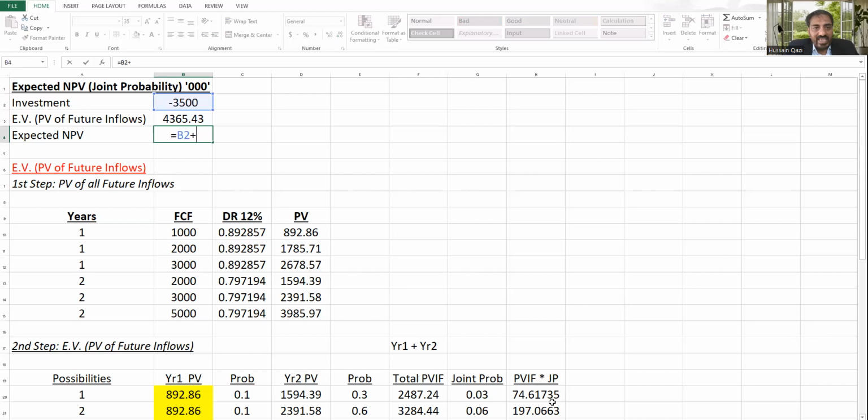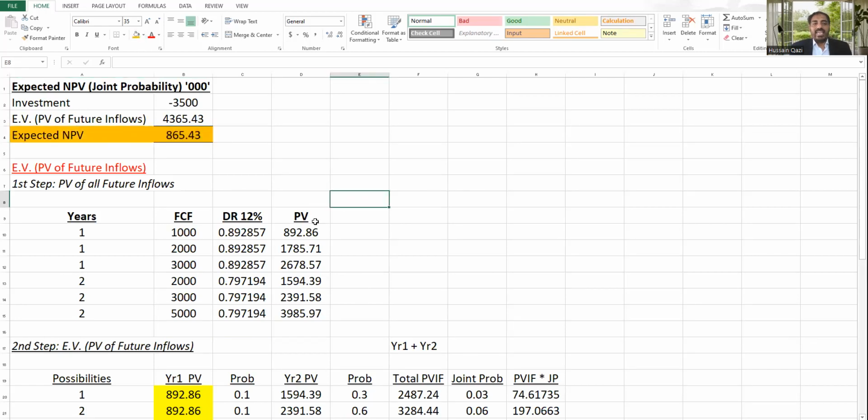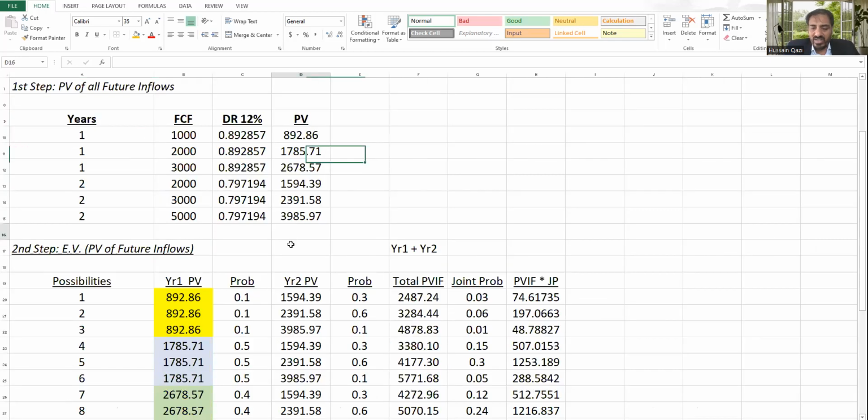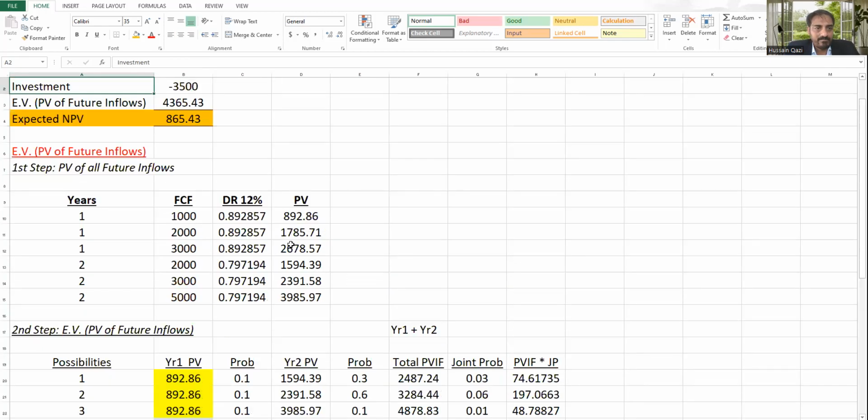Now calculate NPV, and NPV is 865.43. Expected NPV with joint probability, and that is how to incorporate joint probability with the calculation of NPV. That's the basic one. But the further next 5 more minutes to incorporate more things.